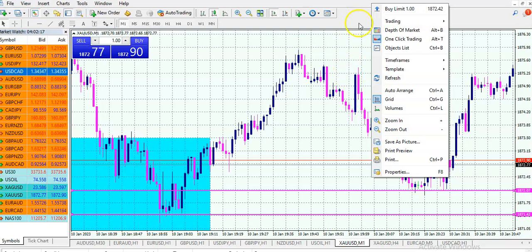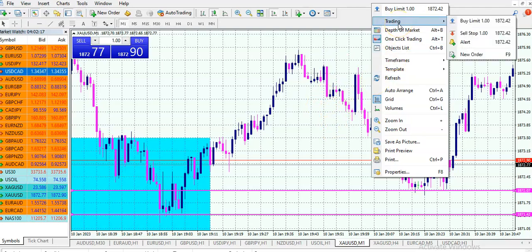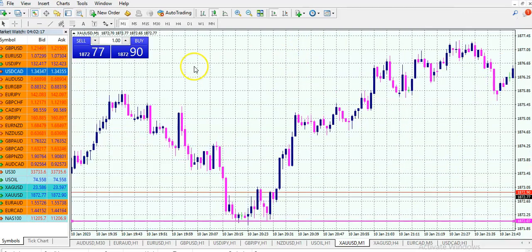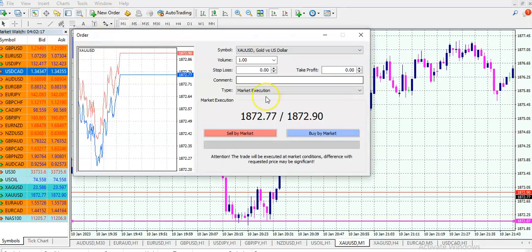Now, you can right click on your chart and these options will come out, and you go to trading, and from there you go to new order. Alternatively, you can just click new order over here. It's still going to do the same thing for you.